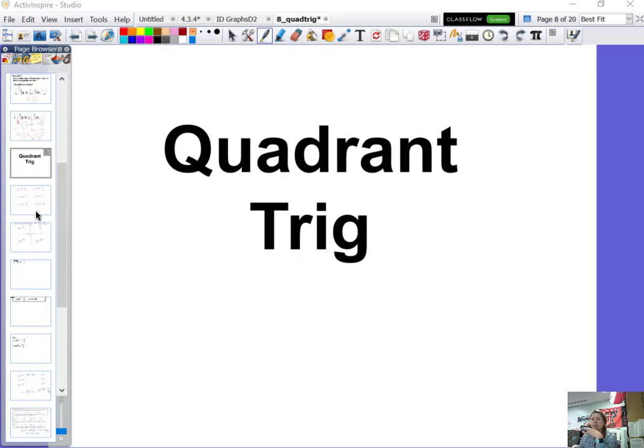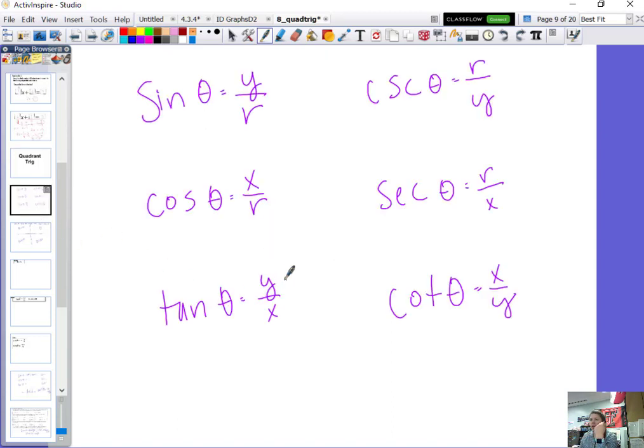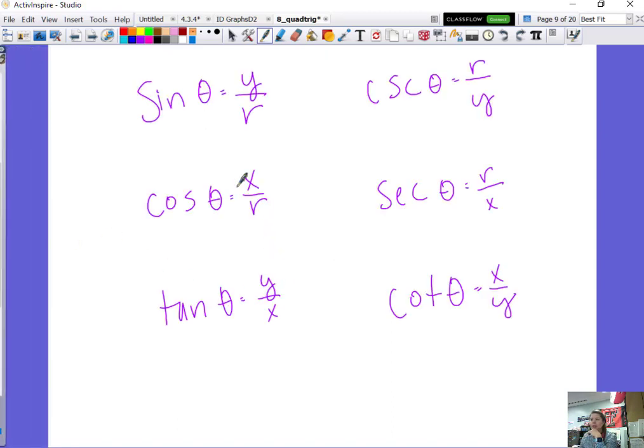First thing I want to remind you of are our trig ratios. Sine is y over r, cosine is x over r, tangent is y over x, and then cosecant is the reciprocal of sine, secant is the reciprocal of cosine, and cotangent is the reciprocal of tangent. So r over y, r over x, and x over y. You know all of that. That should be in your notes, but in case it's not, pause the video and put it in your notes.